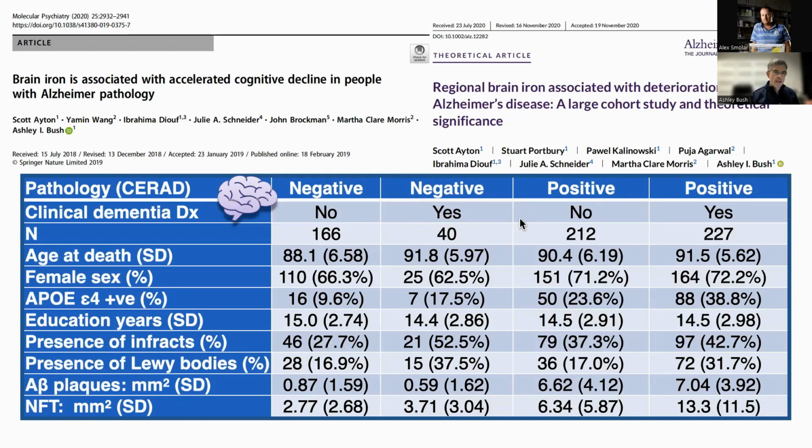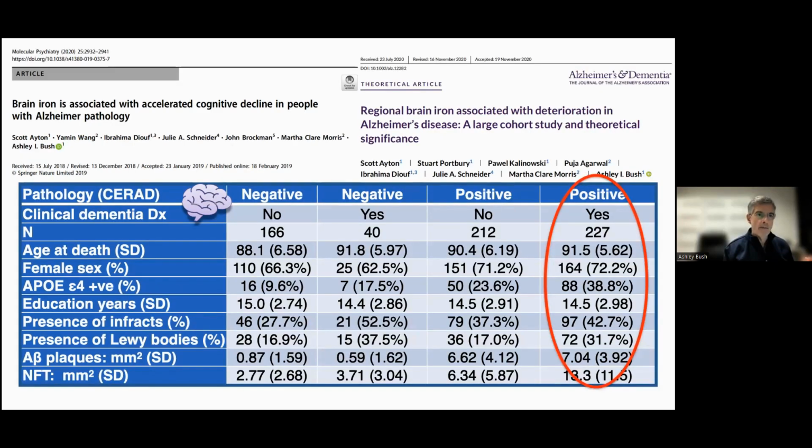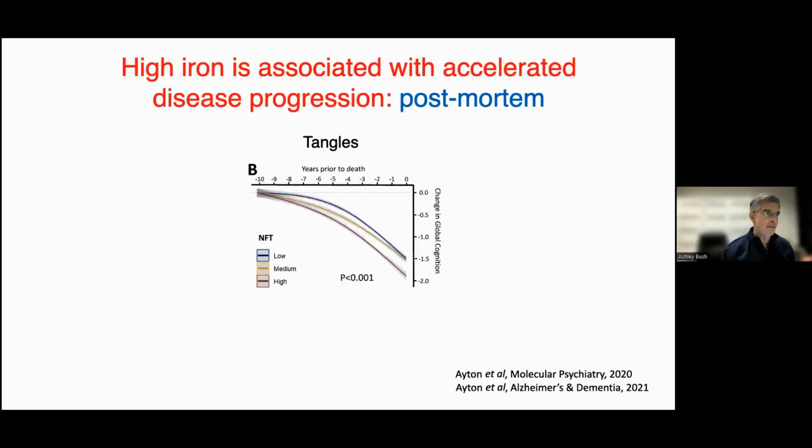And what I'd like to show you are the results from people who had pathology confirmed Alzheimer's disease. So I have 227 post-mortem human brain samples that have been quantified for iron, and also the other pathologies of Alzheimer's disease to determine the relative contributions.